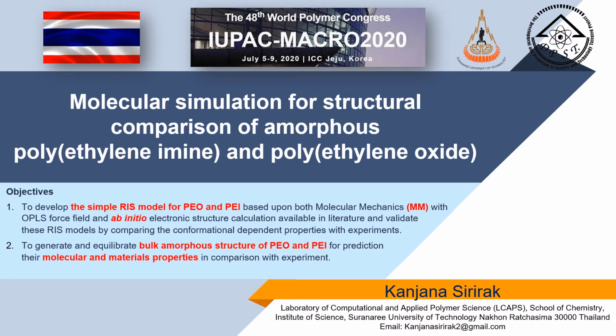The objective of this is to develop the simple RIS model for PO and PI based upon both molecular mechanics and ab initio electronic structure calculation, and validate this RIS model by comparing the conformational dependent property with experiment, and to generate an equivalent coarse-grained amorphous structure of PO and PI for prediction of molecular and material property in comparison with experiments.